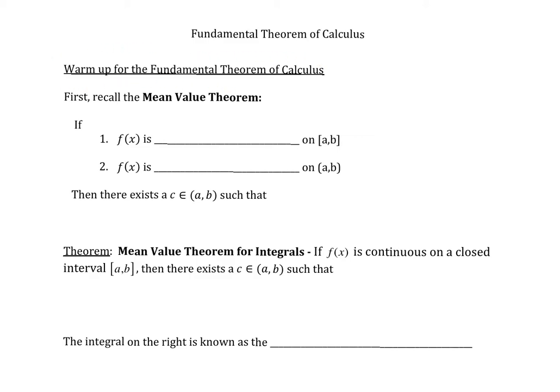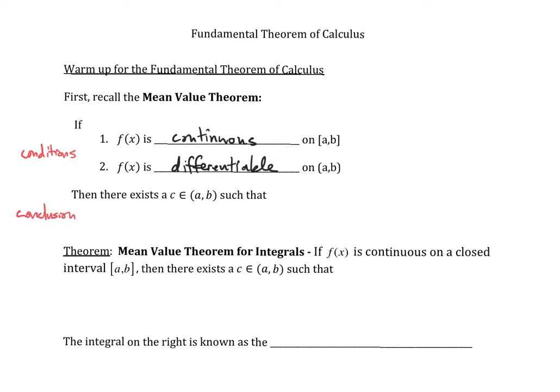So the first thing I want to do is I want you to recall the mean value theorem. Now, the mean value theorem had two conditions. The first condition was that we need f to be continuous on this closed interval from a to b, okay? The second condition was that we need f to be differentiable on the open interval from a to b. And if both of these conditions are satisfied, then we have a conclusion.